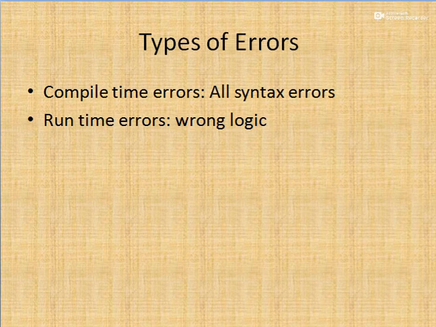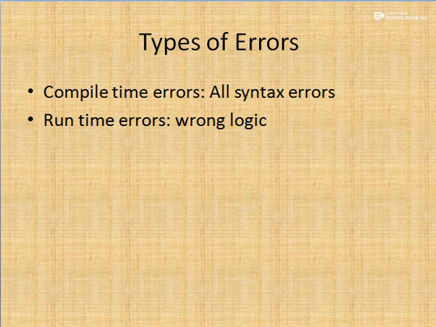Then the types of errors. Types of errors are compile time errors and runtime errors. Compile time errors are all the syntax errors. That means if the programmer is not following the syntax, suppose variable i is not declared and it is used in the for loop, then the compiler will give the error. Unless we eliminate these errors, the compilation process will not continue.